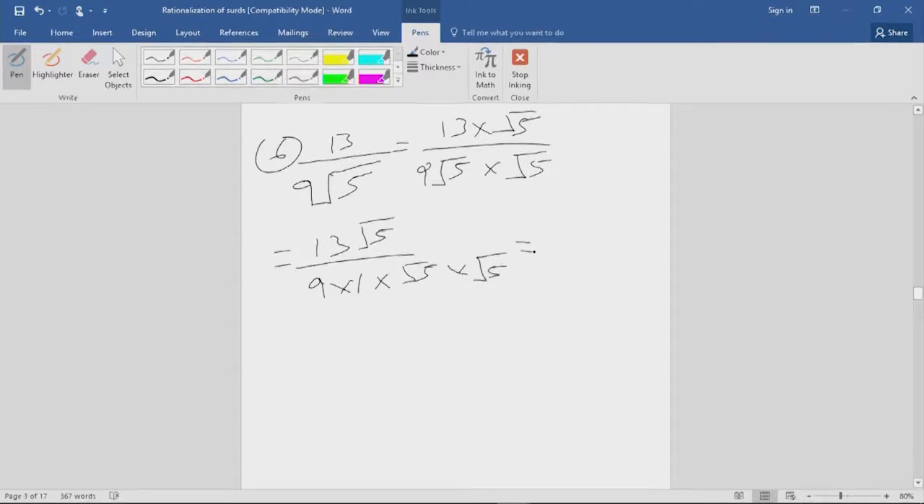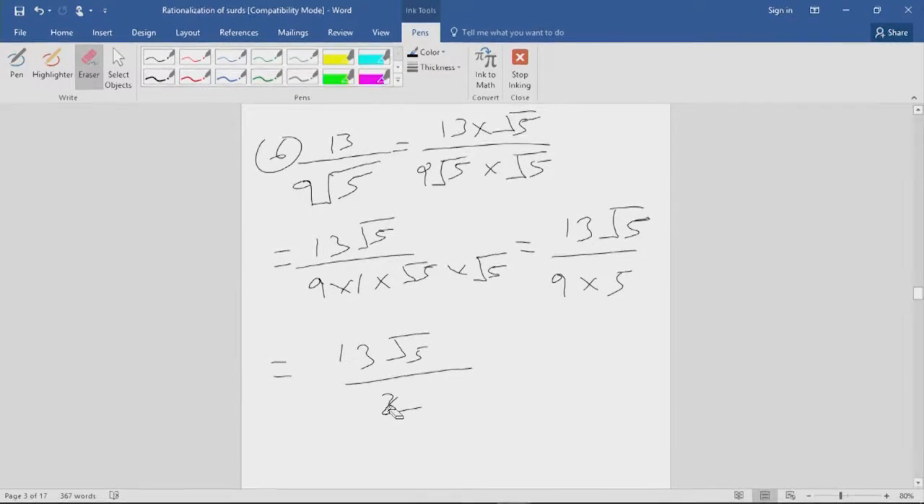So this gives us what? 13 root 5 all upon 9 times 1 gives us 9, and root 5 multiplied by root 5 gives us what? 5. So we end up having 13 root 5 upon 9 times 5. 9 times 5 gives us 45. So 13 upon 45 root 5.